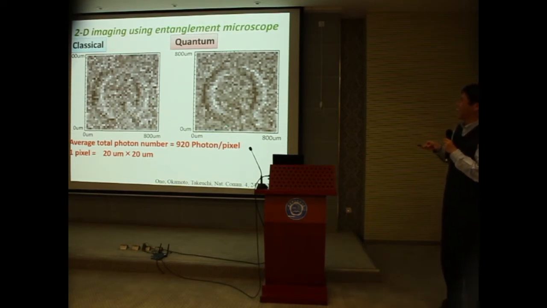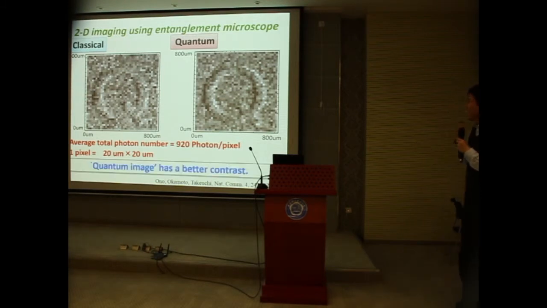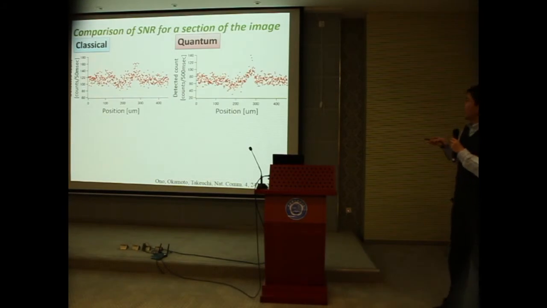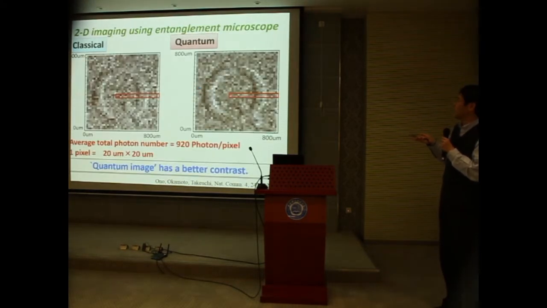So this is the case where we used the same number of photons, but entangled photons and coincident detection. Q is slightly more visible here. The quantum image has a better contrast. And then in the next slide, we tried to have a quantitative evaluation of the contrast. These two graphs are the actual data we observed in these two sections, right?